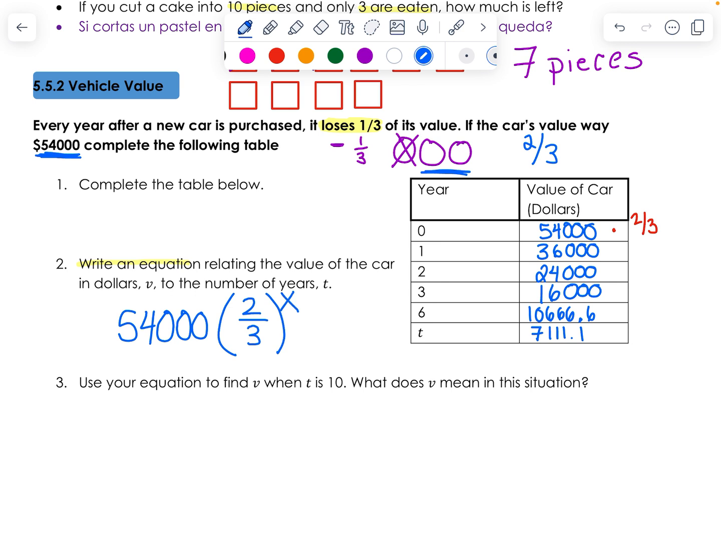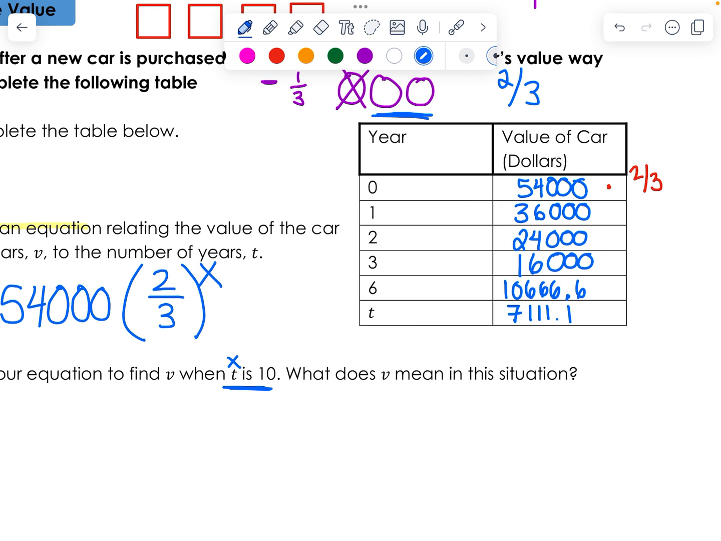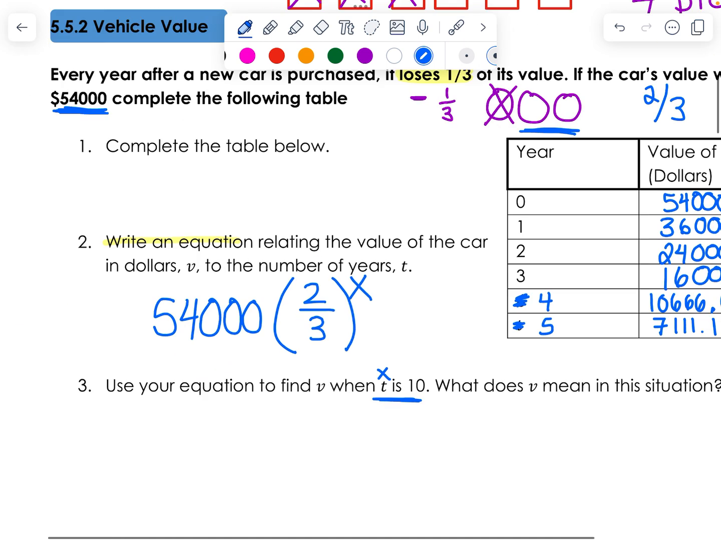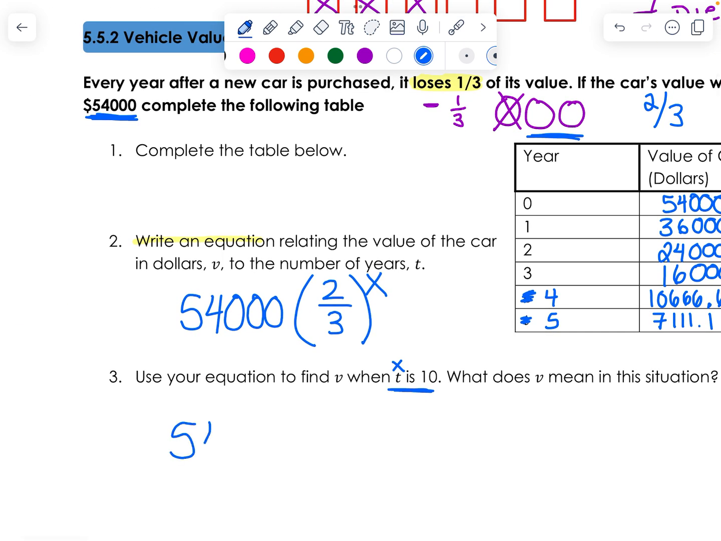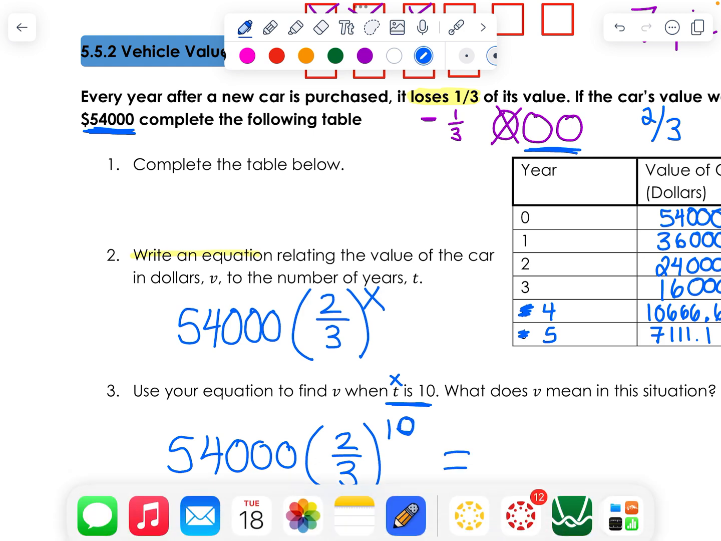So we're going to use the equation for when t is 10. I just used an x. So they want to know about 10 years. I didn't follow our table, so let's pretend that says 4 and that says 5. Okay, anyways. If we use our equation, we're just going to replace our x value with the number 10. And we'll type that into our calculator here.